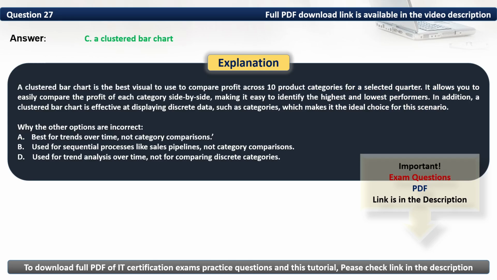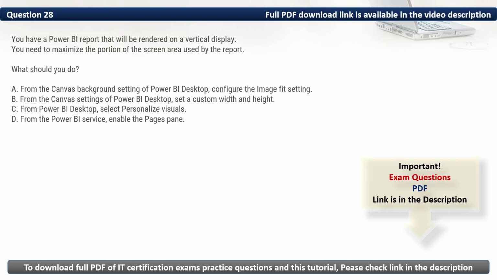A clustered bar chart is the best visual to use to compare profit across 10 product categories for a selected quarter. It allows you to easily compare the profit of each category side by side, making it easy to identify the highest and lowest performers. In addition, a clustered bar chart is effective at displaying discrete data, such as categories, which makes it the ideal choice for this scenario.